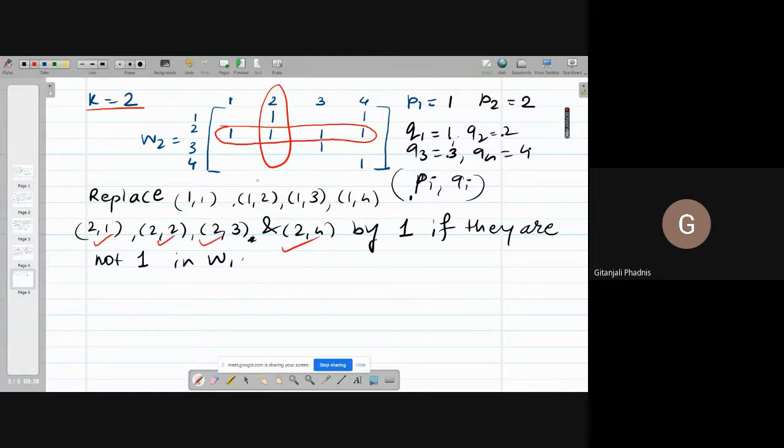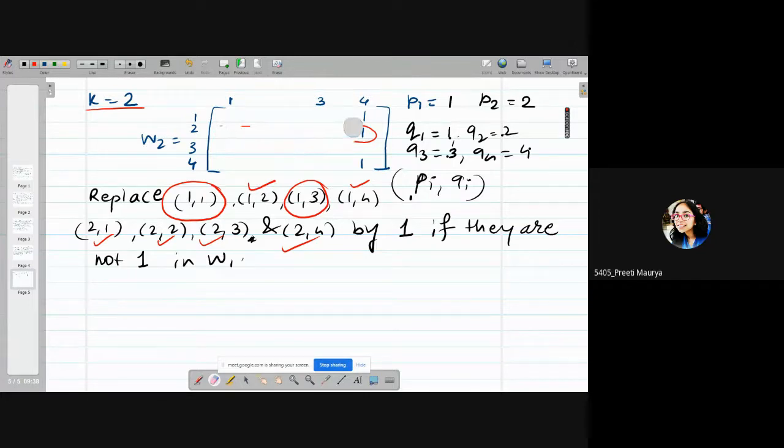And which others are 1? 1 2 is also 1 and 1 4 is also 1. So which ones will we replace then? 1 1 and 1 3. Yes. Has everyone understood? Yes, ma'am. I will rewrite the whole matrix again. So my W2 will look like 1 1 1 1, 1 1 1 1, 0 0 1 0, 0 0 0 1.